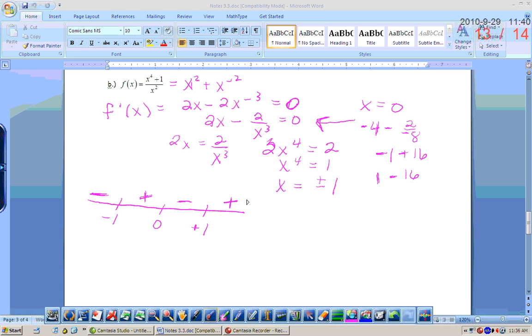All right, so how many relative minimums do I have? 2. One of them is at negative 1 something, and the other one is at 1 something, because f prime of x changes negative to positive. Okay, how about a relative max? Just one. Where? 0, comma what?